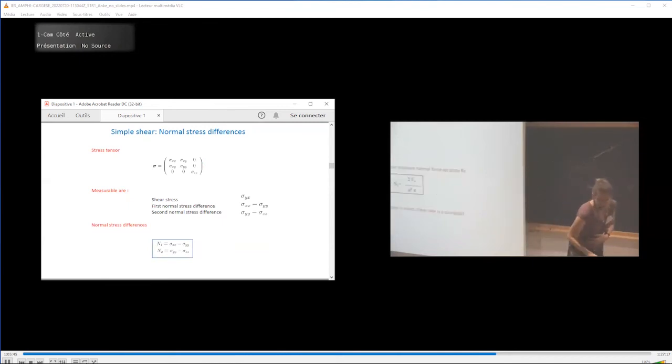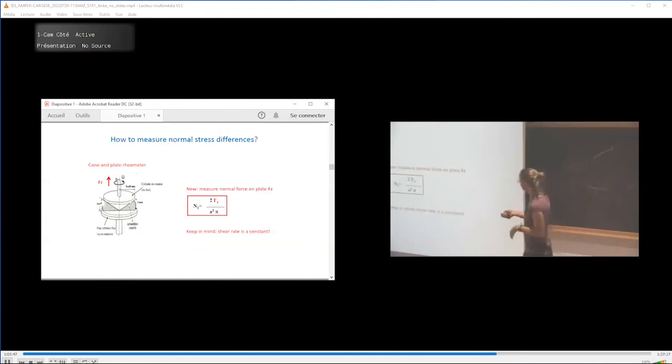So one way to do this, indeed, is to go back to our cone plate rheometer. And now, instead of only measuring the torque, I will also measure the normal force. And if you look at the formula, we can have a result for the first normal stress difference, which is the force in the z direction divided by the surface. So it sounds really simple.